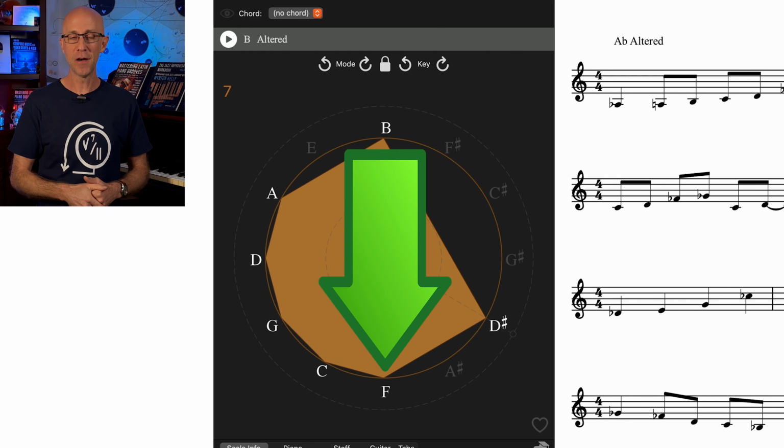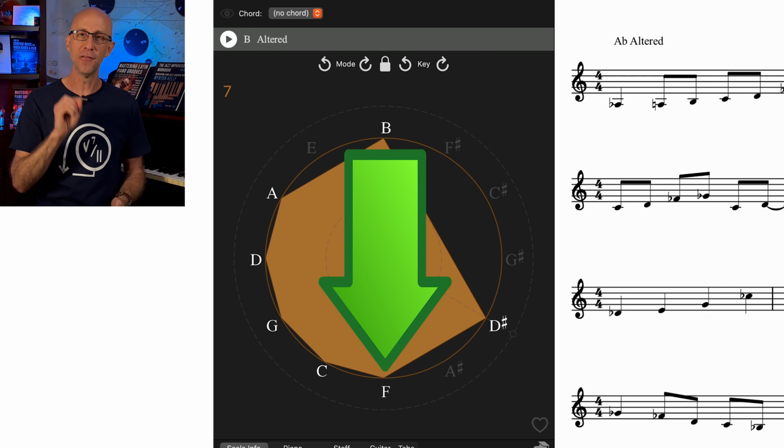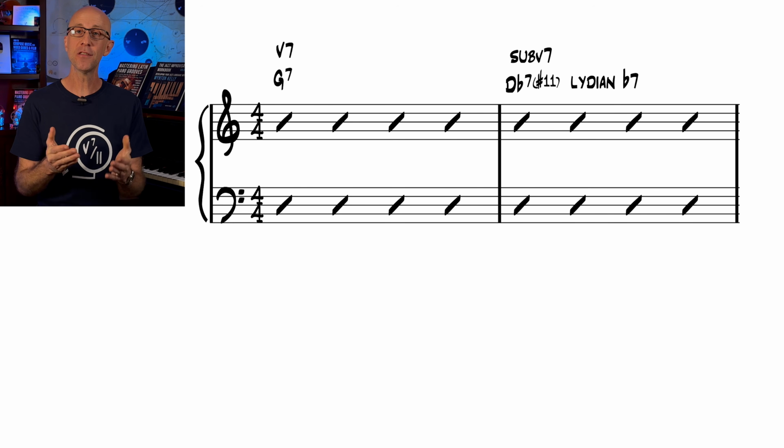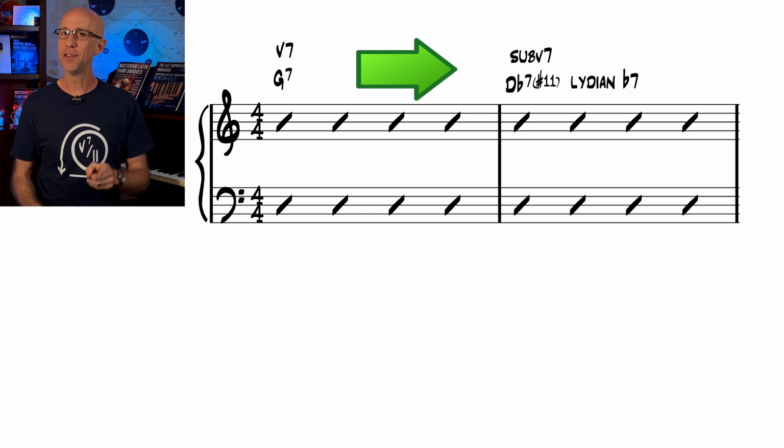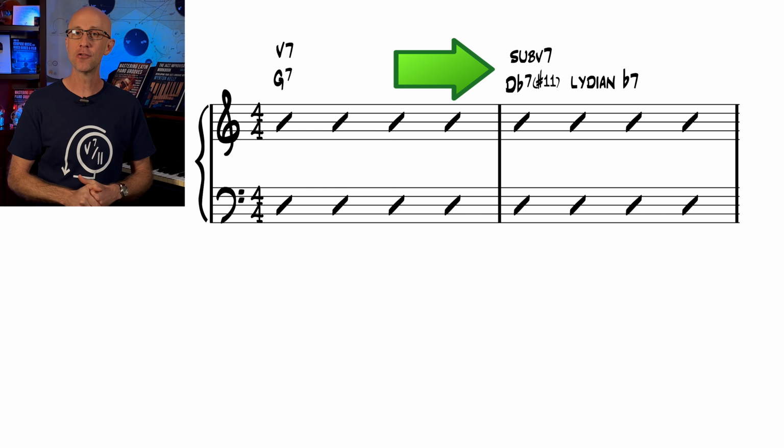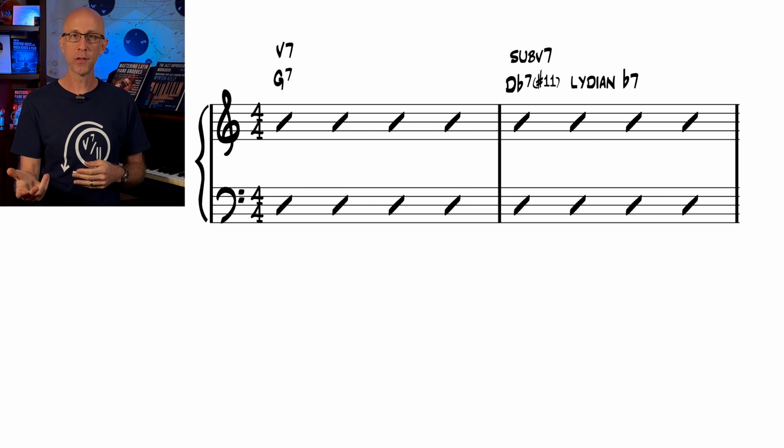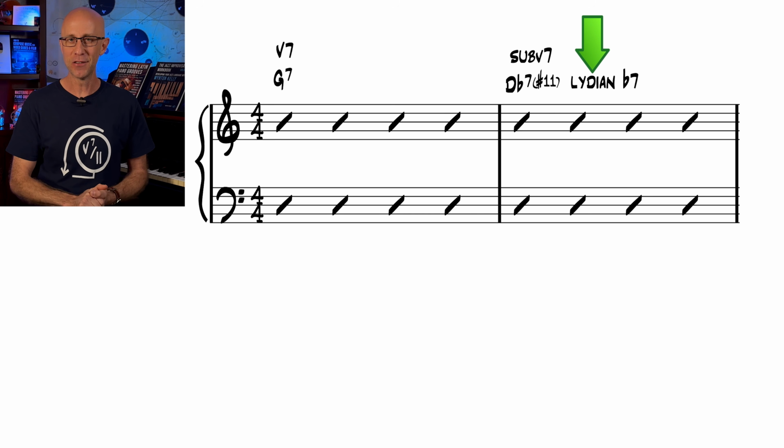For example, if I have a B altered, then it's going to be the same as F Lydian flat 7. This relationship is essential because it's the same relationship between the 5 chord and the sub 5 chord, also known as the tritone substitution. That's why sub 5s are always paired with the Lydian flat 7 scale. It's simply because they're an altered version of the 5 chord.